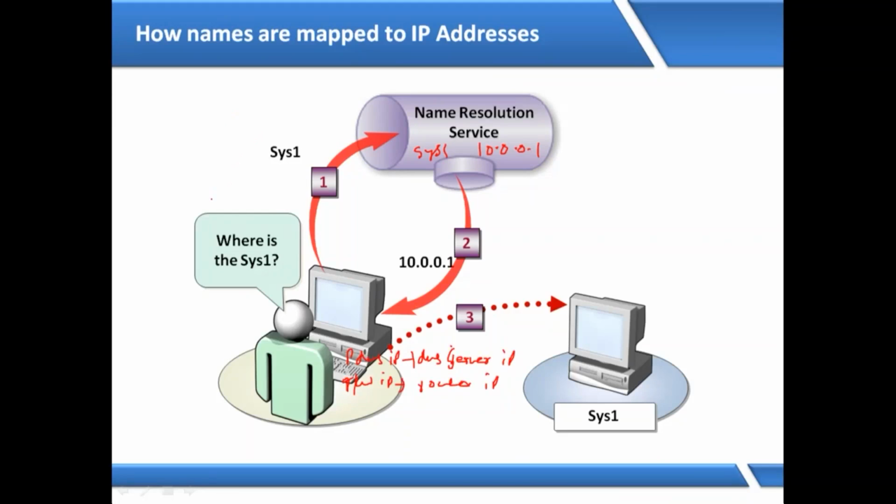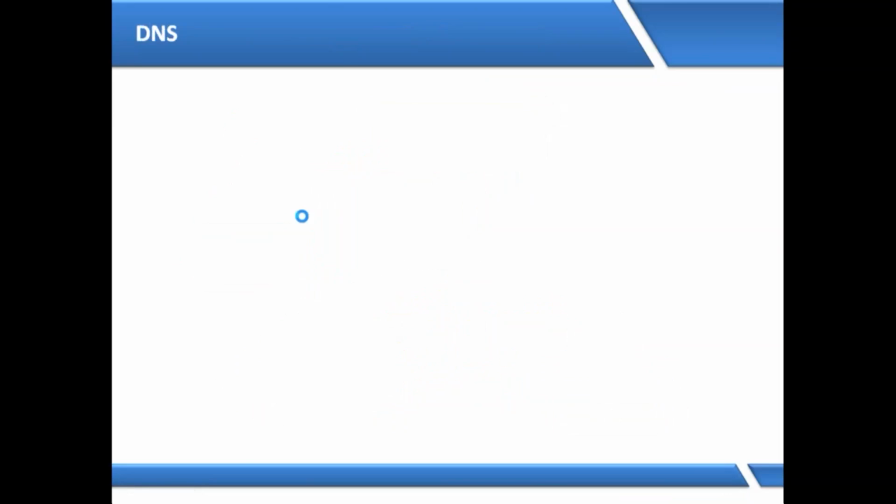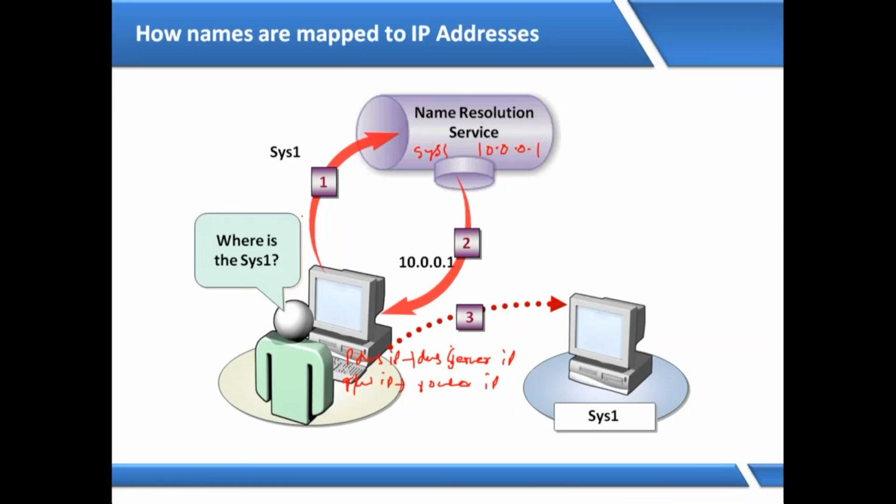In DNS, it will check: if the name is registered, what is the IP? So it will resolve that name into IP. With the help of this IP, it will get connected. Okay. So this is for our private network.